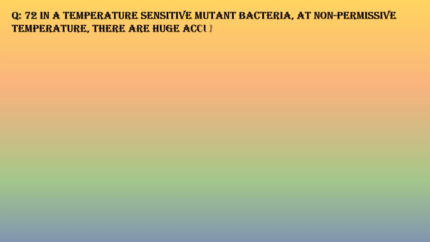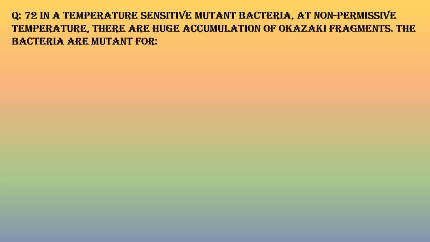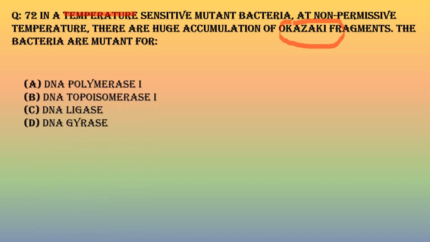Question number 72. In a temperature sensitive mutant bacteria, at non-permissive temperature, there is a huge accumulation of Okazaki fragments. The bacteria are mutant for. See, the bacterial cell is sensitive to temperature. So, at non-permissive temperature, obviously, what happens? The DNA replication is inhibited, so then what is formed? Okazaki fragments are formed. So the bacteria are mutant for.